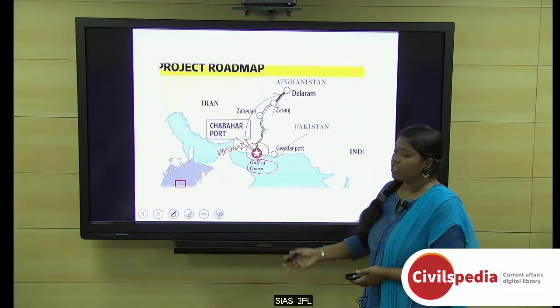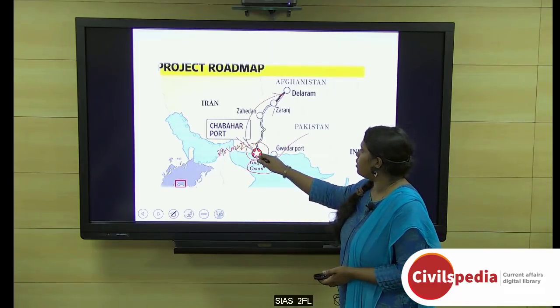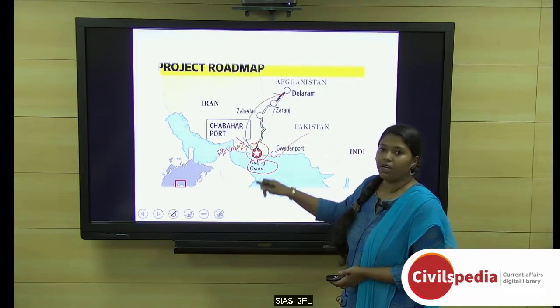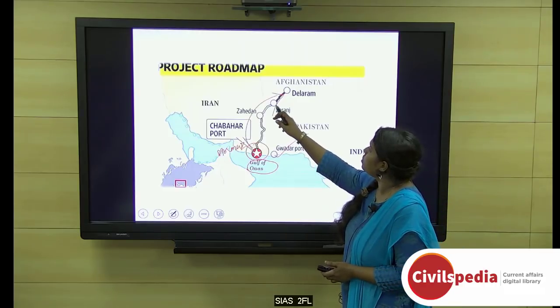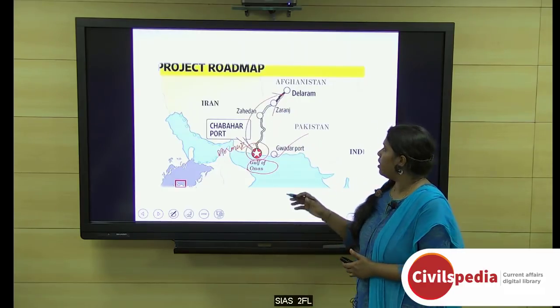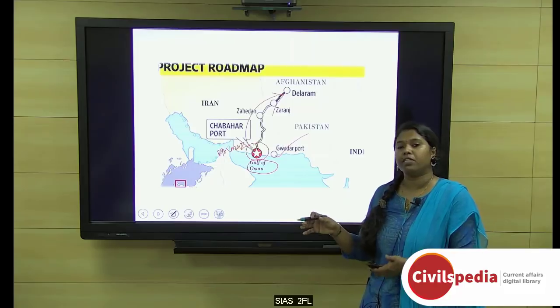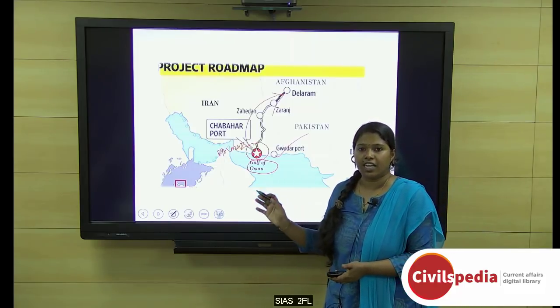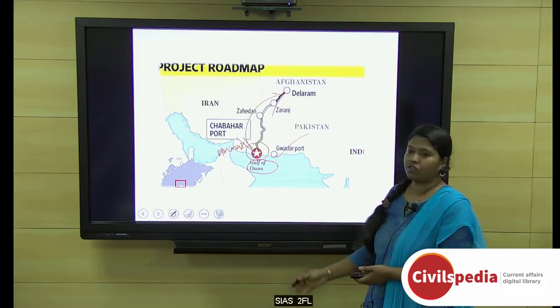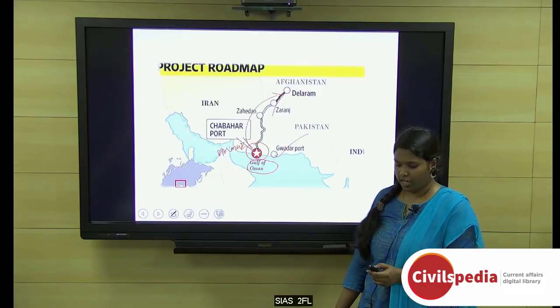Also, India is building a railway link from Chabahar to Zahedan, which is on the Afghan border, and from there it will be linked to Zaranj in Afghanistan. So this helps to bypass Pakistan to connect with Central Asian nations. So this is some of the importance of Chabahar Port with regards to India.